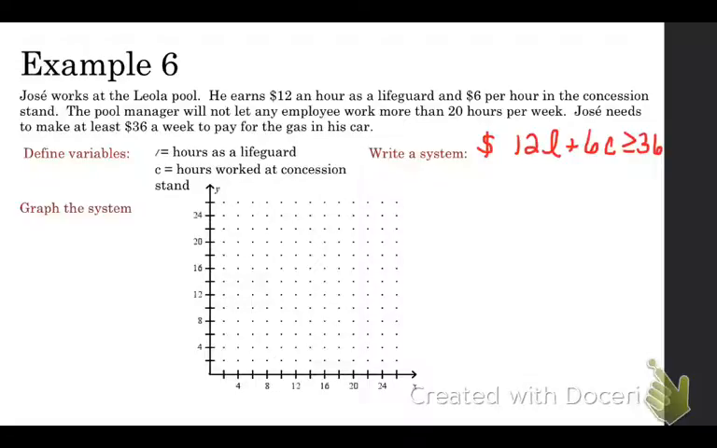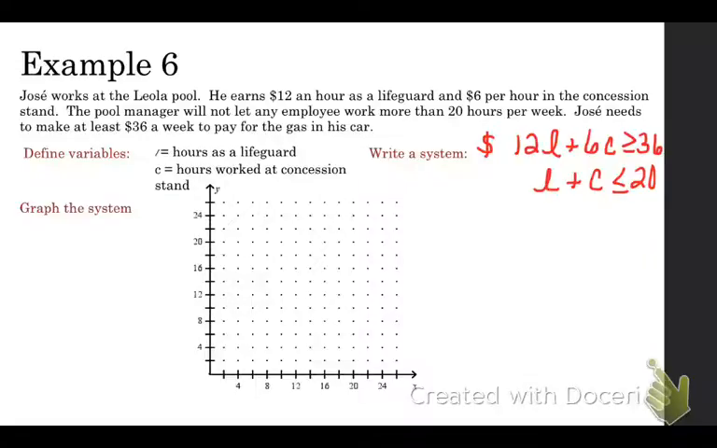Now, the pool manager has some conditions. His hours worked cannot be more than 20, so L plus C, the two hours, have to be less than... not less than or equal, let me read that again. He will not let any employee work more than 20, okay, so it would be less than or equal. He could work 20, but no more than 20.